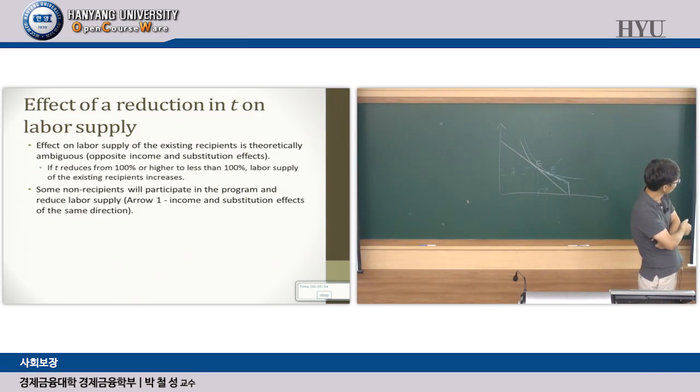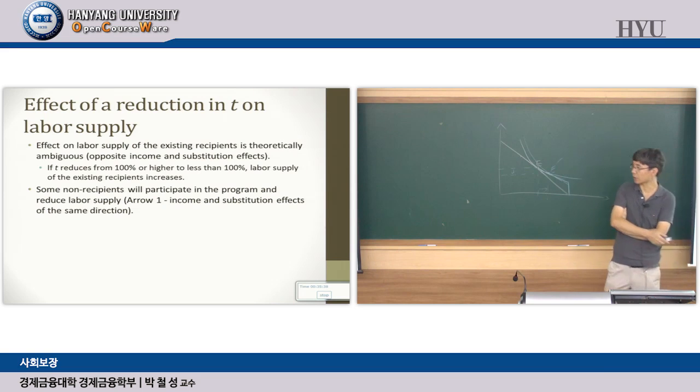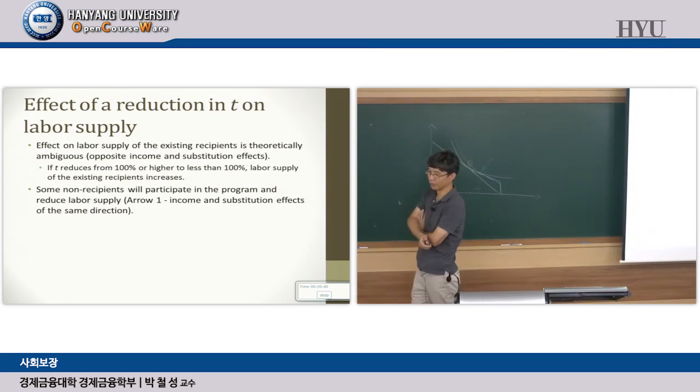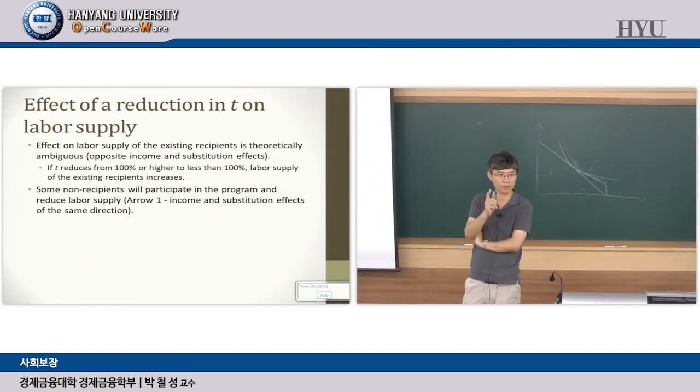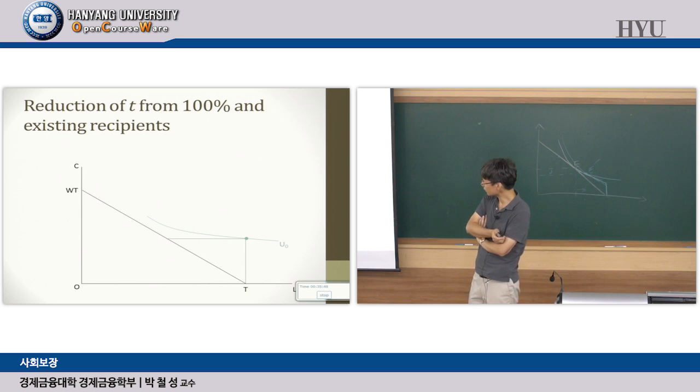T is the implicit tax rate. As you can see, if we have an implicit tax rate of 100%, theoretically no one would work. So this type of program has been attacked. Actually, it's very easy to see that there is no incentive to work. So how do we fix it?